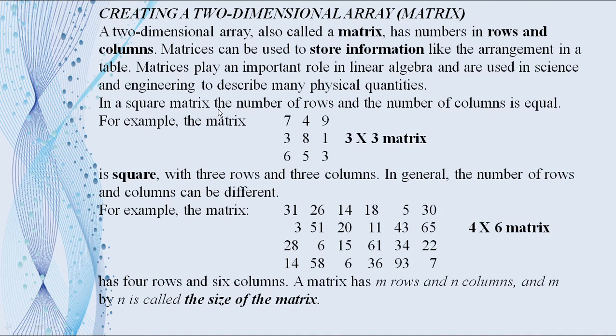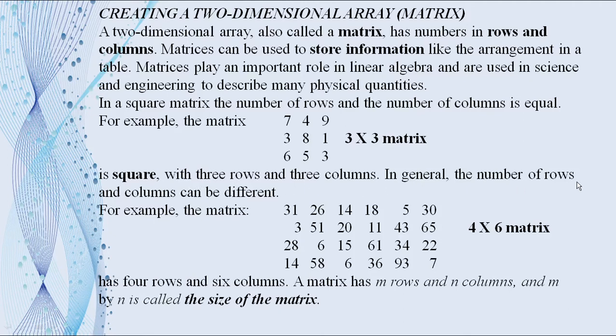In a square matrix, they are explaining the square matrix and the size of the matrix here. In a square matrix, the number of rows and the columns are equal. For example, see this matrix, we have 3 rows and 3 columns. That's why we say the size of the matrix is 3 cross 3. It is a square matrix with 3 rows and 3 columns.